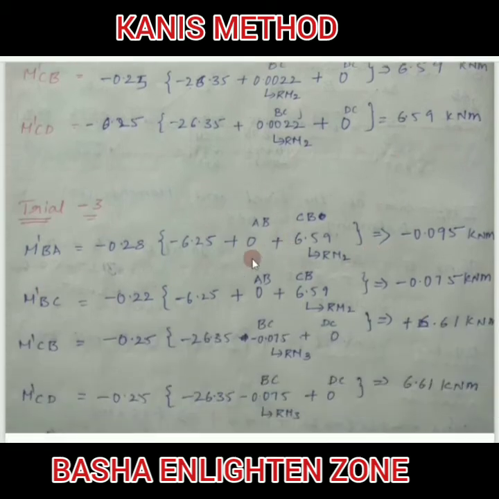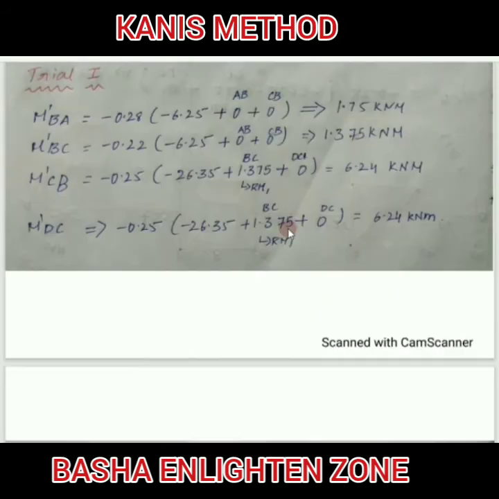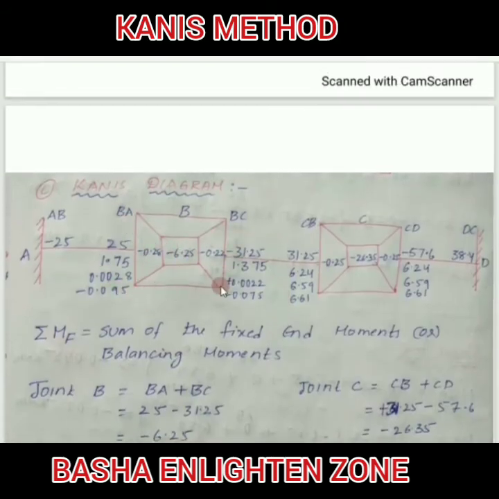Then move to trial 3. Friends, trial 3 I will simply explain in the problem itself. So first of all, what is your formula? For calculation of BA, U equal to minus 0.28 into the sum of the fixed moment, which is minus 6.25, plus the sum of the foreign rotation moments. For AB it will be 0, plus for BC the rotation moment I am taking for trial 3, that is 6.59, what you recently got. Then simplify this one, you will get minus 0.095 and write it down here.